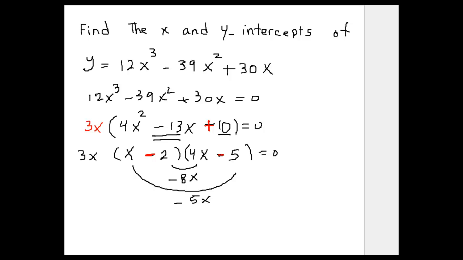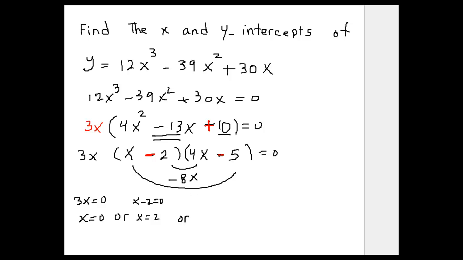So we have three solutions here. 3x is equal to 0, x is equal to 0, x minus 2 equal to 0, x is equal to 2, or the last one would be 4x minus 5 equal to 0. So 4x equal to 5, x equal to 5/4.